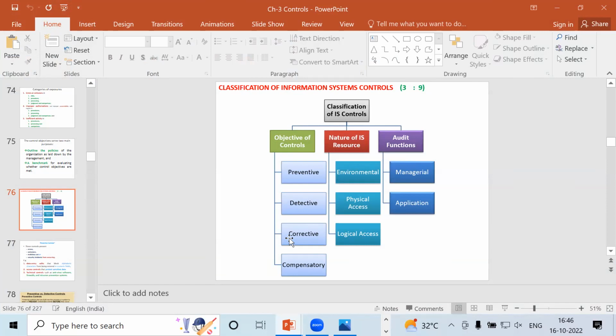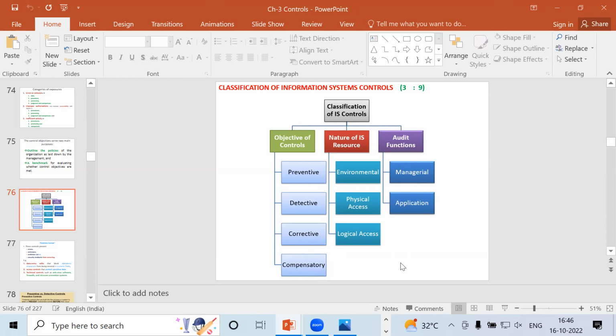Preventive control, drink good water. Don't drink water in outer areas or contaminated water, etc. Somehow if you are affected by corona, detective: thermometer, symptoms, test, etc. Detective. Corrective, administering the medicines. So that is corrective. So based upon the objectives, preventive control, detective control, and corrective control.